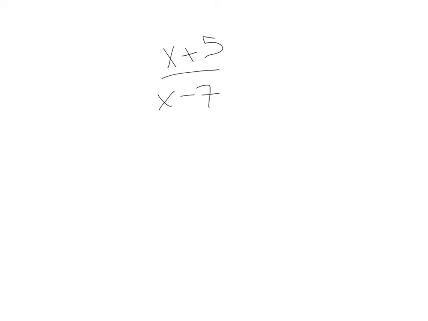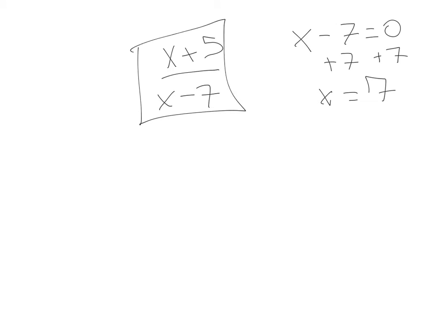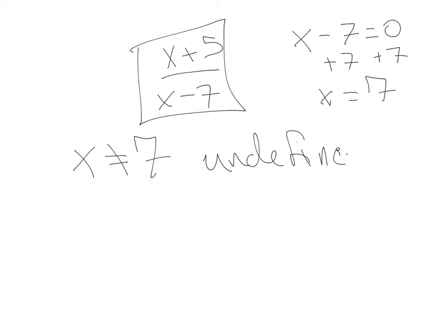What you want to ask yourself is, what would make the denominator x minus 7 equal 0? And I think if you add 7 to both sides, you realize x would have to equal 7. So in this case, x can't equal 7, because that would result in this being undefined, because we can't divide by 0. If x equals 7, that would be 7 minus 7, which would be 0, and it would cause us to divide by 0, which we're not allowed to do.